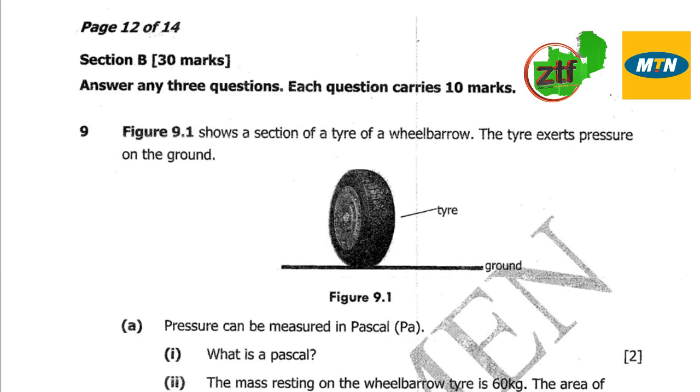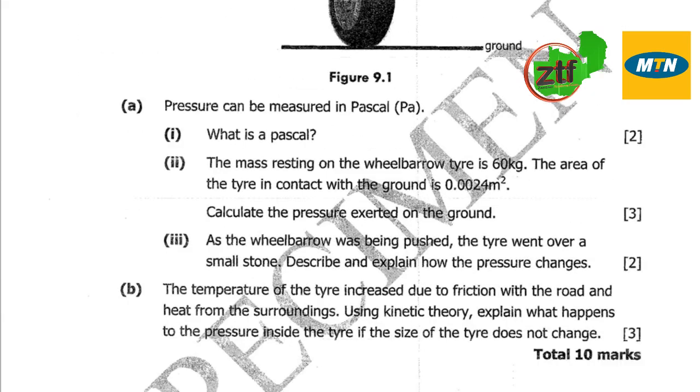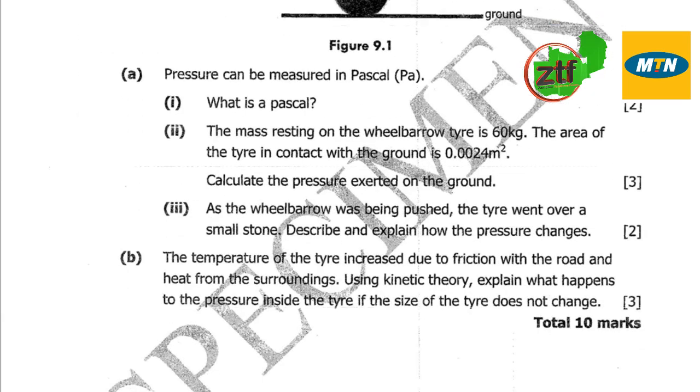Part 2. The mass resting on a wheelbarrow tire is 60 kgs. The area of the tire in contact with the ground is 0.024 square meters. Calculate the pressure exerted on the ground. Dear viewers, let me just try and illustrate this by solving something here.